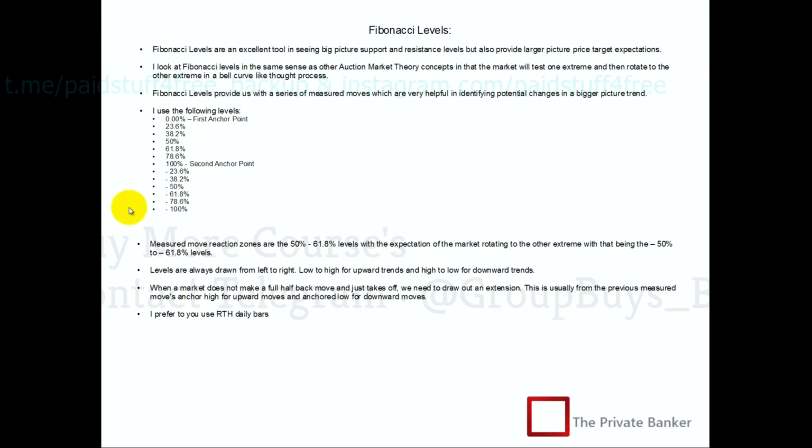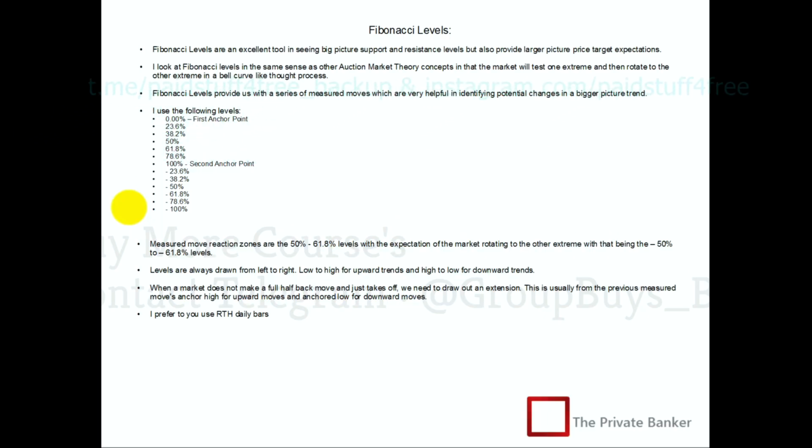Measured move reaction zones are typically the 50% to the 61.8% levels, with the expectation of the market rotating to that other extreme. Levels are always drawn out from left to right, low to high for upward trends and high to low for downward trends. I'll show this in a minute. When a market does not make a full pullback or full half-back move and just takes off, we need to draw out an extension.